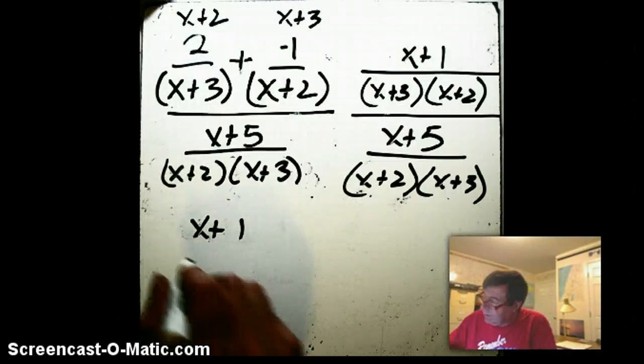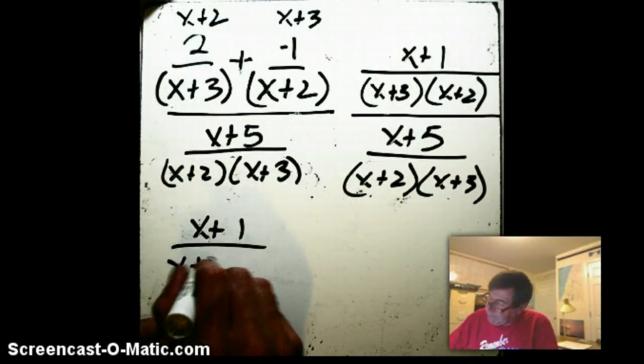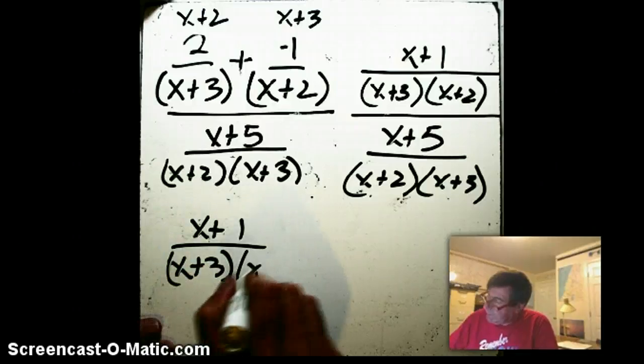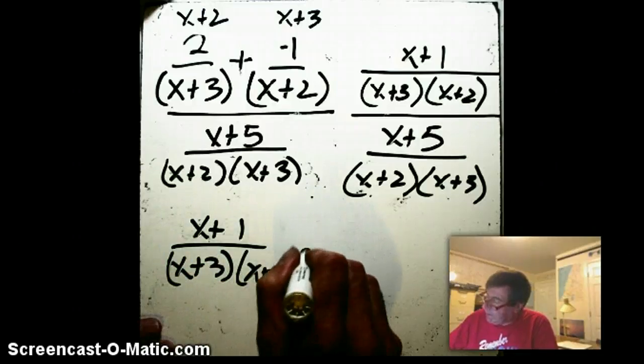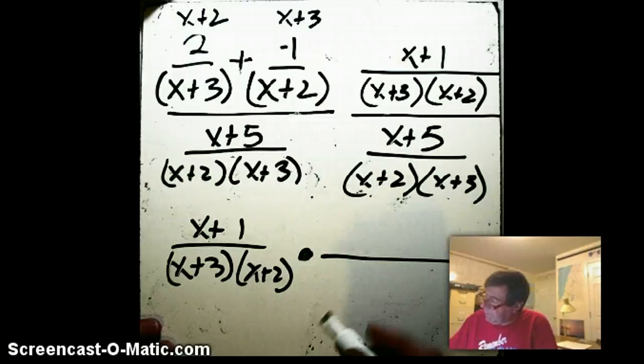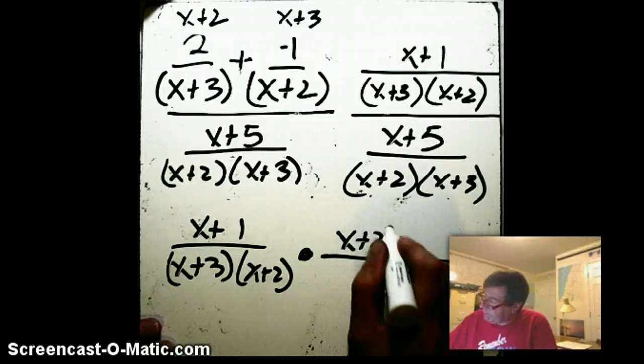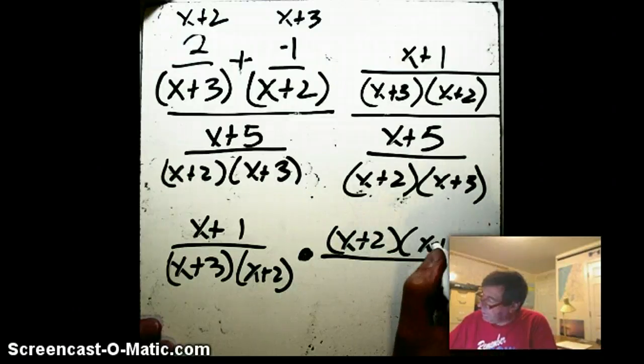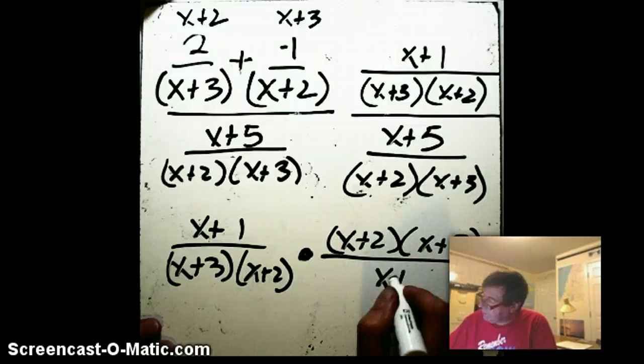x plus 1 over x plus 3 times, what? Well, the bottom one flipped. x plus 2 times x plus 3 over x plus 5.